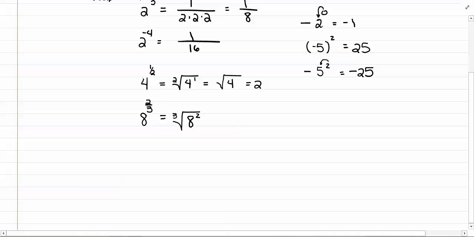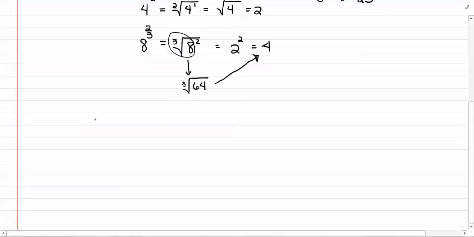Now you have a choice. You can either do the root first and then the power, or do the power first and then the root. Oftentimes it's easier to do the root first and then raise it to the power. If you decide not to do that, and you take 8 squared, now I have to think of a number times itself 3 times, that gets me 64, and that's still the number 4.